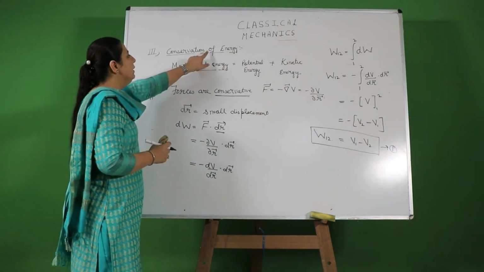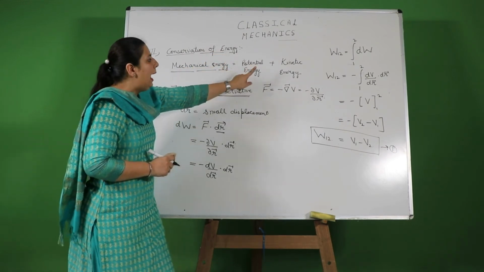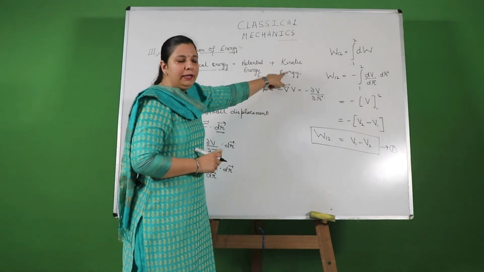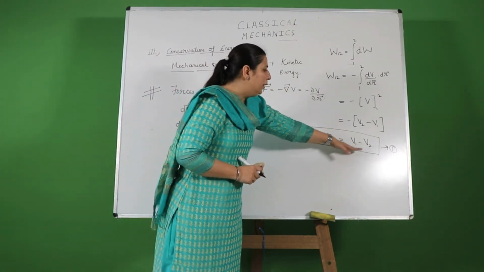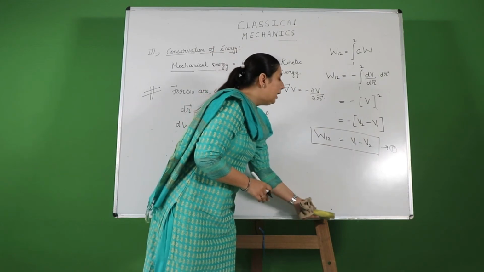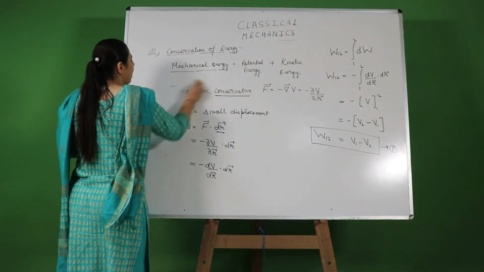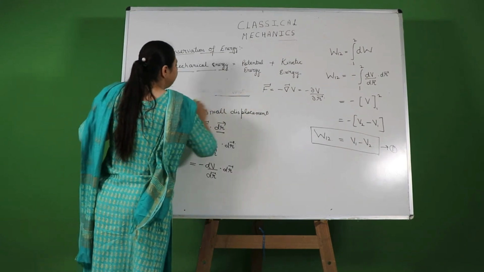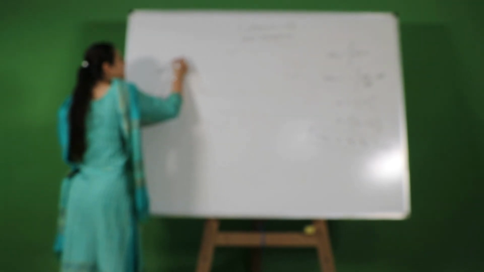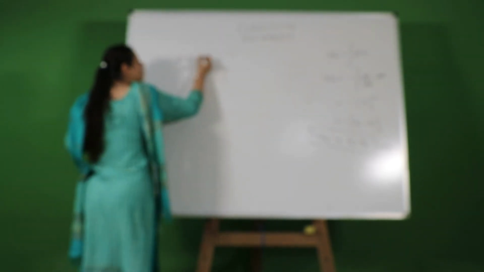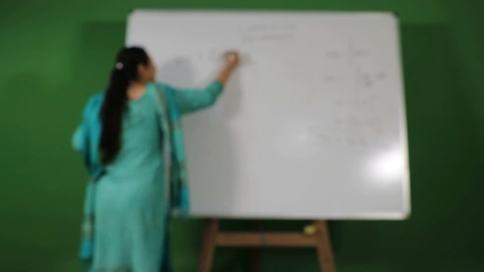But if I want the conservation of energy, I need both potential as well as kinetic energy. So half part is done. I have the equation of potential energy. Now half part is left where I need kinetic energy. So how to get kinetic energy? Again we will take work done dW. This work done will be equal to force into displacement dr.